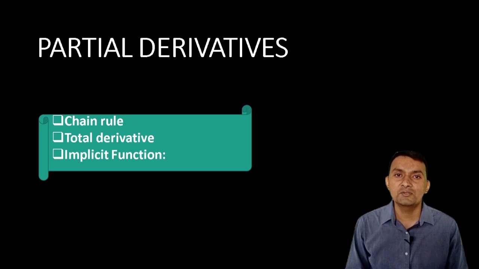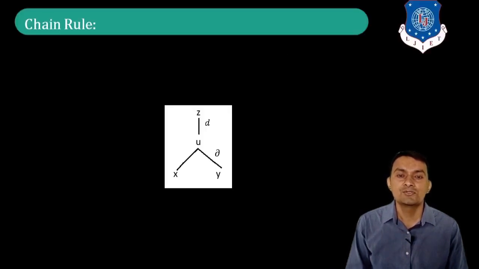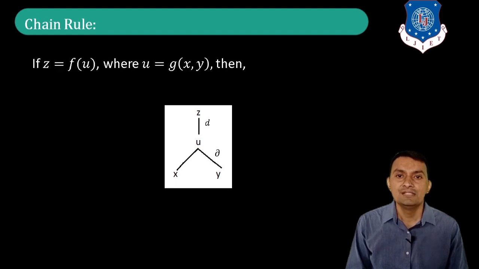In this video, we are going to discuss the chain rule, total derivative and implicit function. So let's have a look at the first, the chain rule. Suppose there is a function of u, that is z is equal to f of u, where u is equal to g of x and y, that means u itself is a function of x and y. We can determine del z by del x and del z by del y.